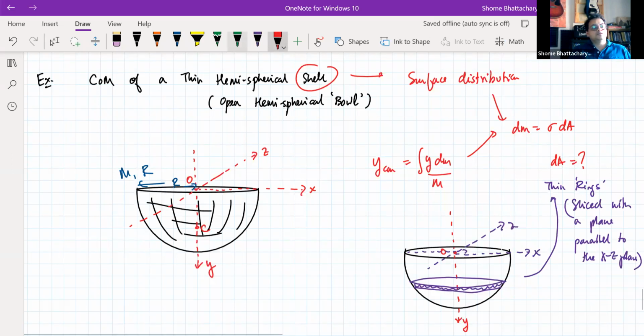So now if such a ring has a radius of small r and a thickness of dl, that ring's area dA will become its length, which is 2 pi r, into its thickness, which is dl.